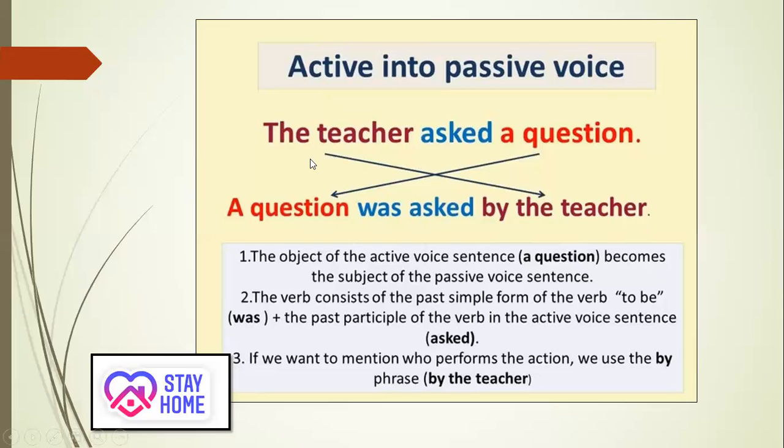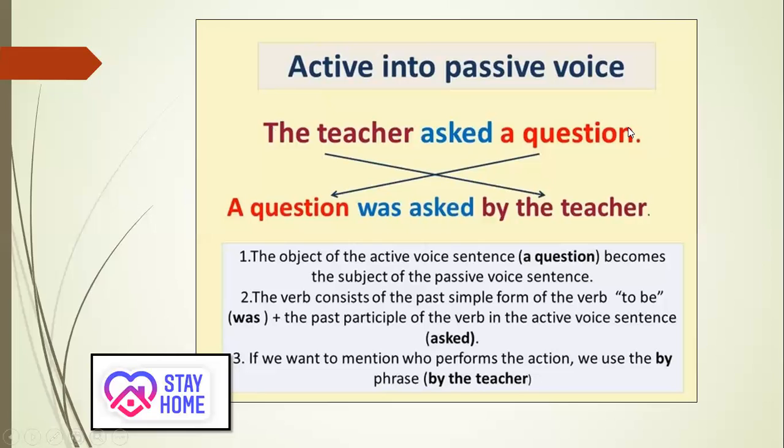by the teacher. So we have it like this. The teacher asked a question, and in the passive voice, a question was asked by the teacher. En otras palabras, nosotros tenemos acá una oración de voz activa. Tenemos acá el teacher, que es el sujeto, el verbo, que es en pasado simple, el pasado pasivo, y tenemos aquí una pregunta, a question. El profesor hizo una pregunta. En este caso, este es el objeto.